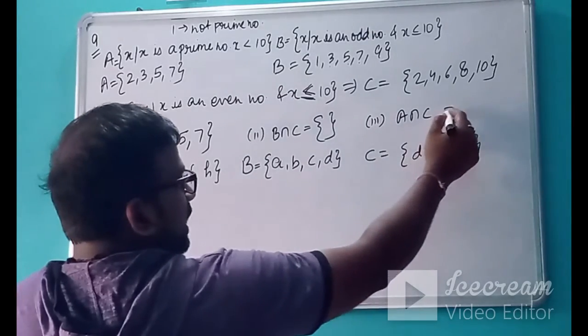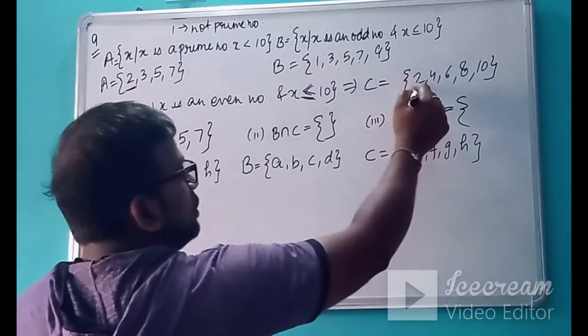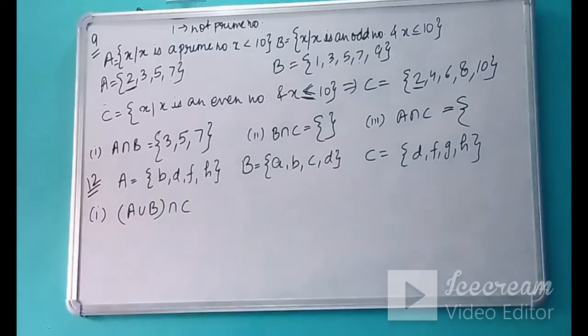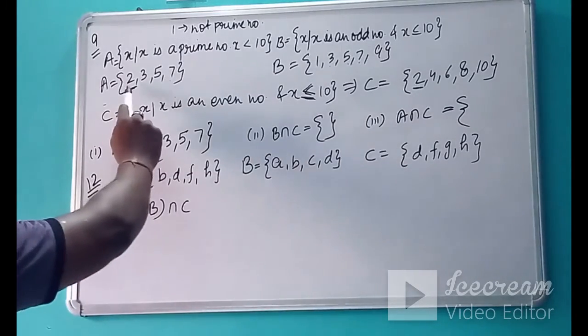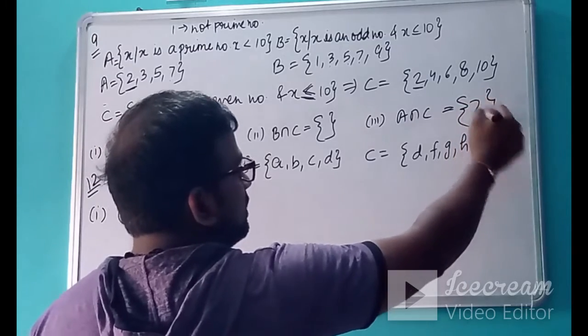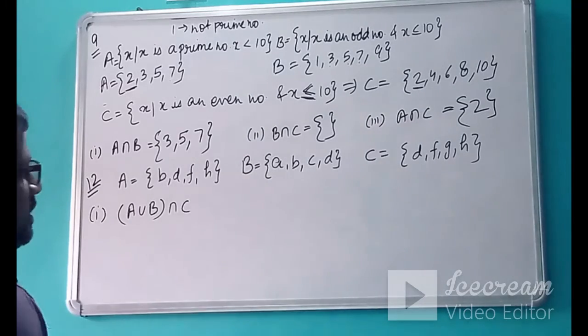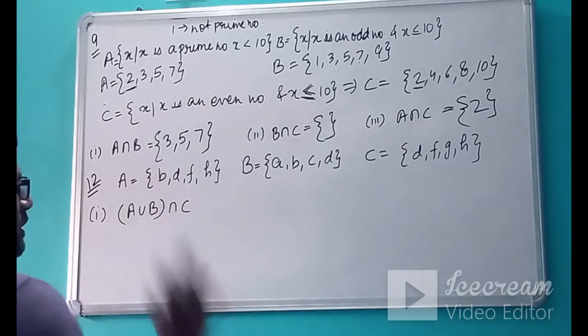When you calculate A intersection C, if you see carefully, only 2 is common in both the sets. 2 is there in A and 2 is there in C. So A intersection C is 2. Okay, so like this you can calculate. Then let's discuss questions like this.